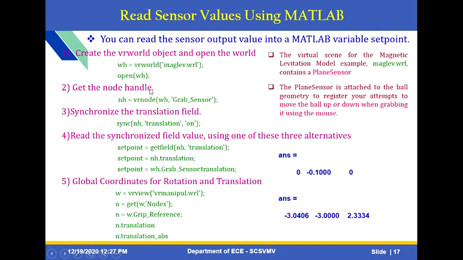Previously, you were able to add the nodes and appearance, add the texture, add the materials in a manual manner. This is where, from a programmatic point of view, you can add. Get the node handle, then synchronize the translation field, then read the synchronized field value using one of these 3 alternatives. Then you will be able to rotate or translate the sensor behaviors. Here, this is the command to use to view the sensor values.